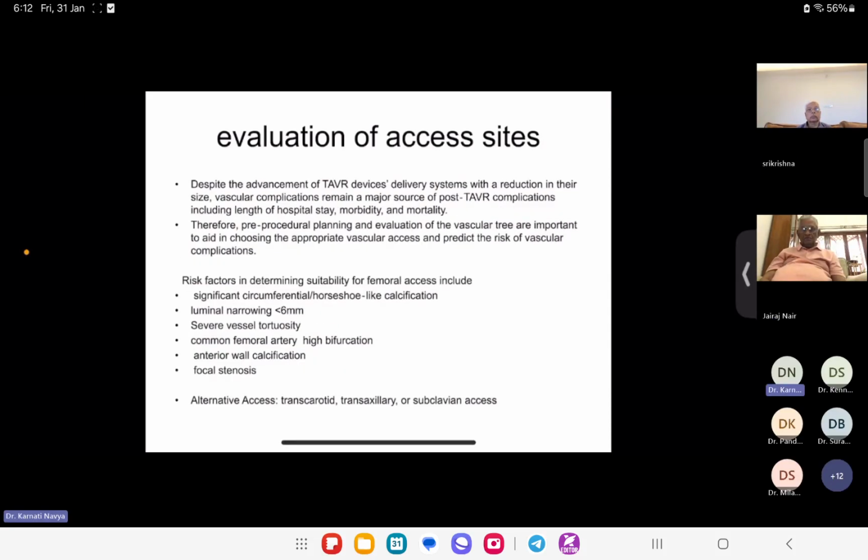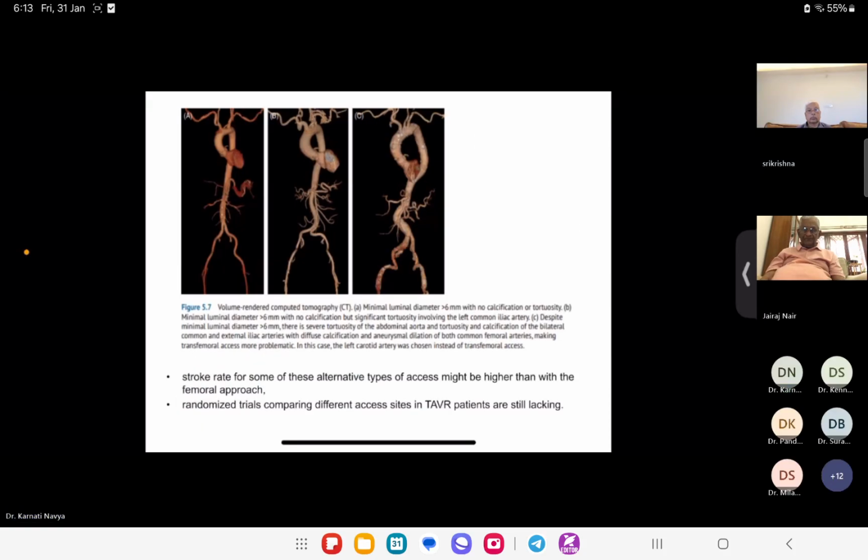Evaluation of the access sites. Despite the advancement of TAVR devices, with delivery systems reduced in size, vascular complications remain a major source of post-TAVR complications, including length of hospital stay, morbidity, and mortality. Therefore, pre-procedure planning and evaluation of the vascular tree are important to aid in choosing the appropriate vascular access and predict the risk of vascular complications.